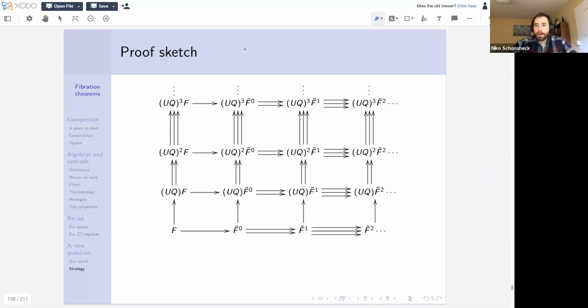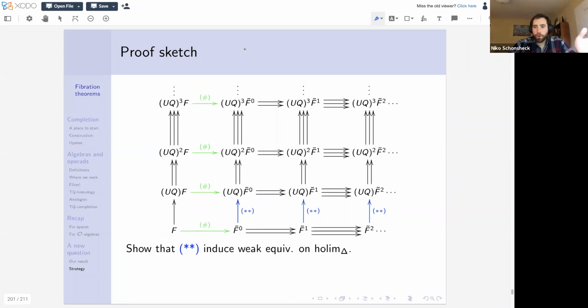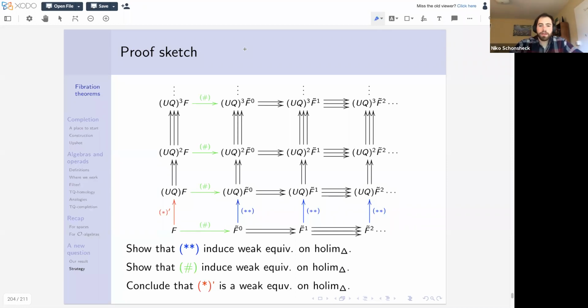And the idea now is to consider these maps first. We argue that these induce a weak equivalence on homotopy limits after I apply delta. We then consider these horizontal maps and argue that those induce weak equivalences on Holim delta. And by basically a 2 out of 3, we can conclude that that map there in red is also a weak equivalence on Holim delta. So I've fattened things up and broken this one problem into a bunch of smaller ones.